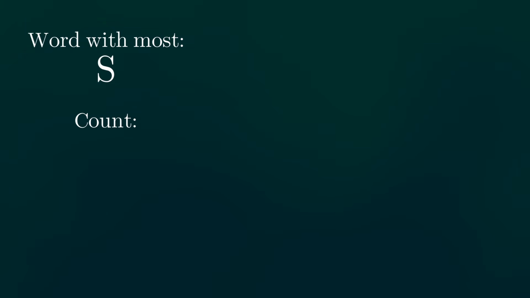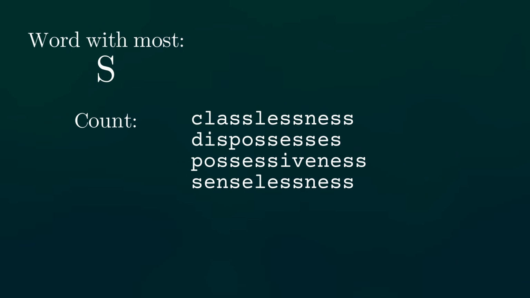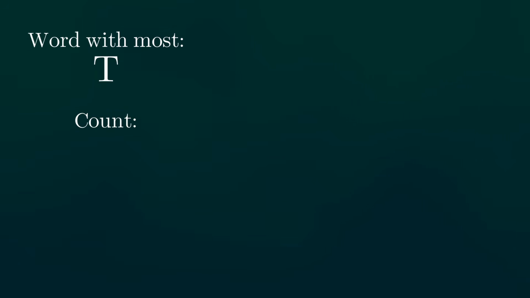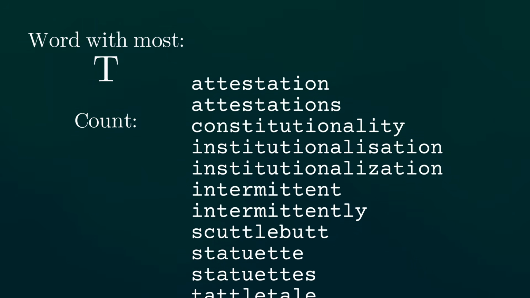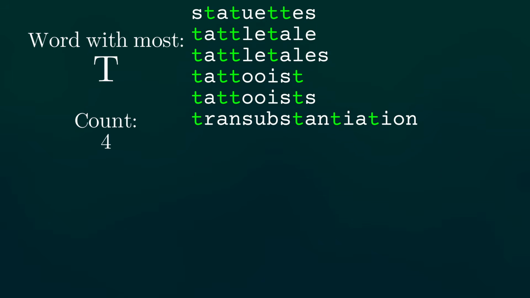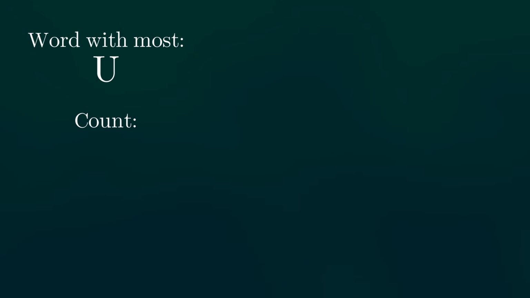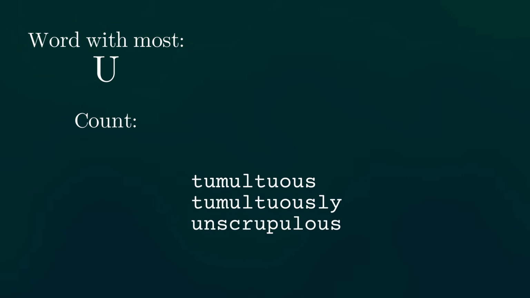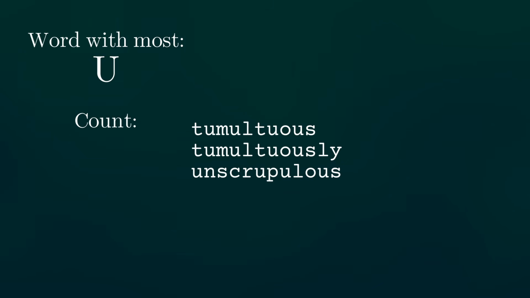The word with the most S's is a 4-way tie between classlessness, dispossesses, possessiveness, and senselessness, with 6 S's each. The word with the most T's is a 15-way tie between all of the words on screen, having 4 T's each. The word with the most U's is a 3-way tie between tumultuous, tumultuously, and unscrupulous, having 4 U's each.